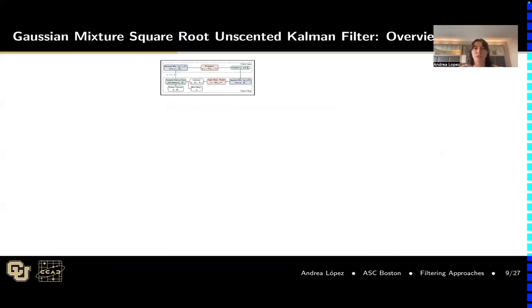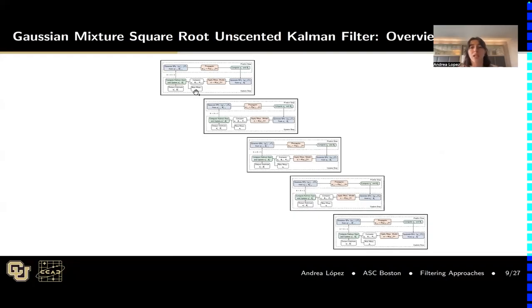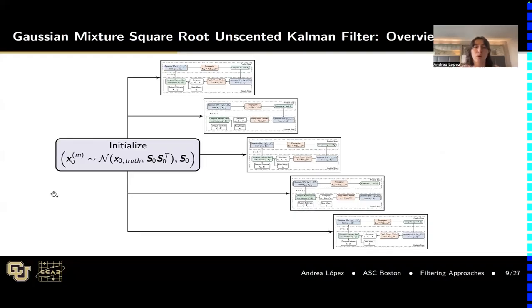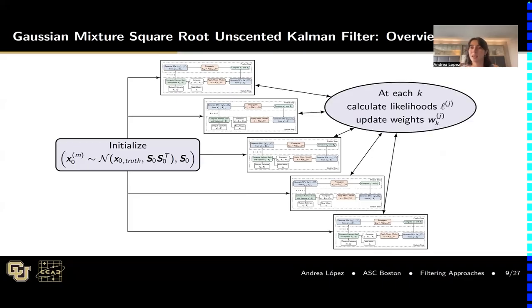Now for the Gaussian mixture version, we wanted to do the simplest implementation of this Gaussian mixture. So we have here the diagram from the previous slide, and now we just have 5 of them. The initial conditions are drawn from the same distribution, so each one of the filters is going to have a slightly different initial condition, and then we're updating the weights at each time step. But there is no merging, no pruning, no splitting of the mixands. They are just doing their own thing from the beginning to the end, and the weights oscillate.